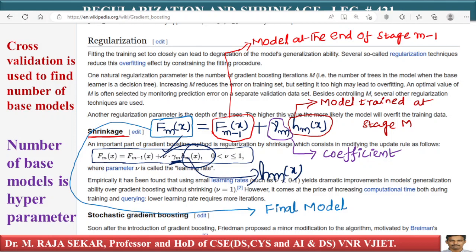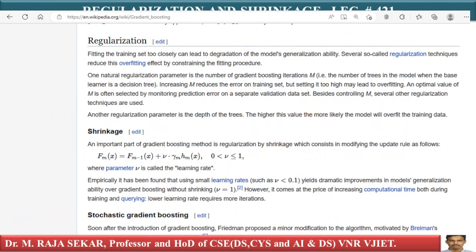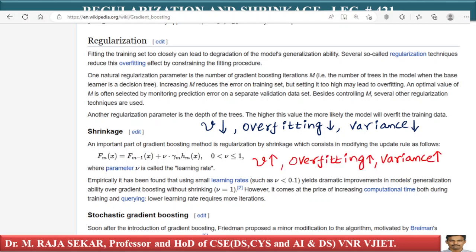So, what happens is, as nu reduces, your chance of overfitting reduces. In other words, your variance also reduces. If nu is large, nu can be at most 1. The maximum value of nu is 1. As nu increases, your chances of overfitting, or variance, will also increase. You have two parameters at the end of the day: capital M, the total number of base models, and nu, the shrinkage coefficient.